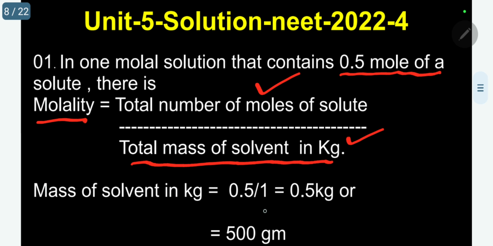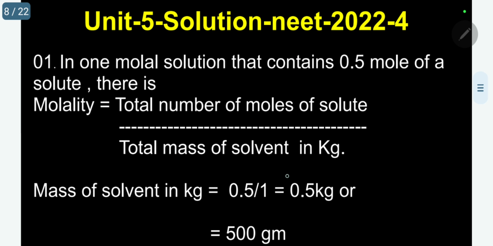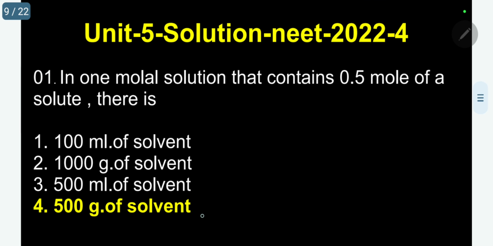So what is molality? 1. Total number of moles of solute is 0.5. So the mass of the solvent in kilograms is 0.5 by 1. This goes upward, this goes downward. So 0.5 by 1, it is 0.5 kilogram or 500 gram. This is the correct answer, a very simple question. So answer, option 4 is the correct answer. Very easy, provided you understand the concept.